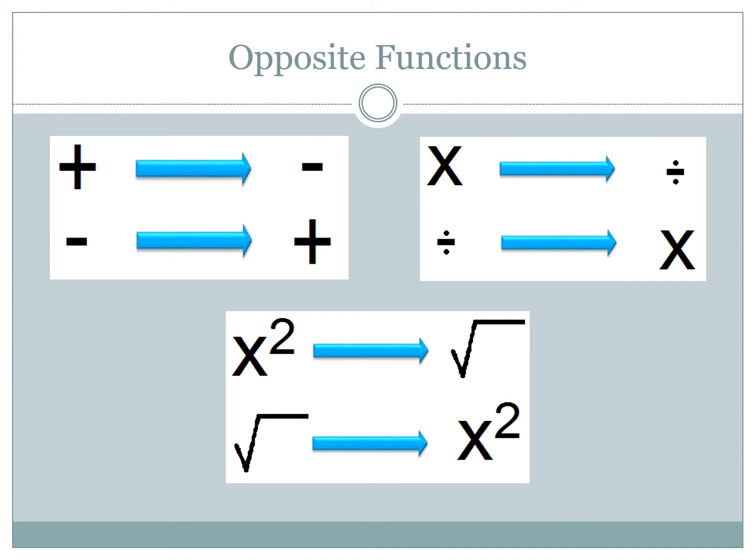Speaking of opposite functions, this is what we should understand to be the opposites. Plus is the opposite of minus and vice versa. Multiplication is the opposite of division and vice versa. And squares are opposites of square roots and vice versa. So anytime we have a square, if we apply a square root to it, we'll get rid of the square. Anytime that we have an addition, if we apply a subtraction to it, we'll get rid of the addition. And same thing for multiplication and division.